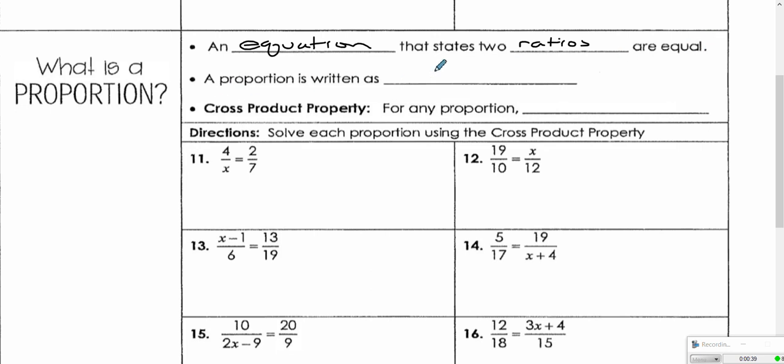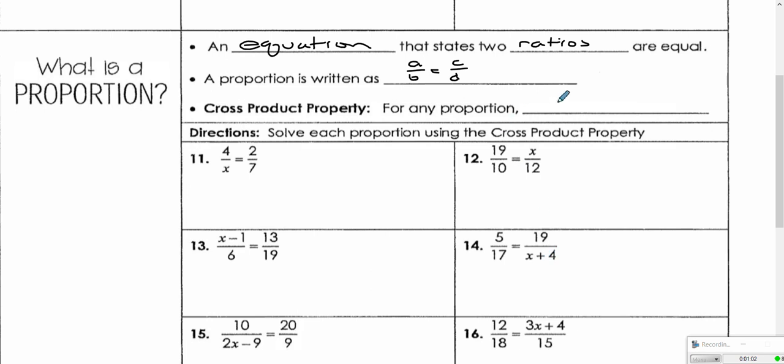A proportion is written as, and I'm going to write it this way just for a moment, A over B equals C over D. So the A and the B and the C and the D can represent anything. So the A is just saying the numerator of this side, so like the 4. The B is whatever's in the denominator, right? C. And so sometimes it's just a number, sometimes it's more than that.